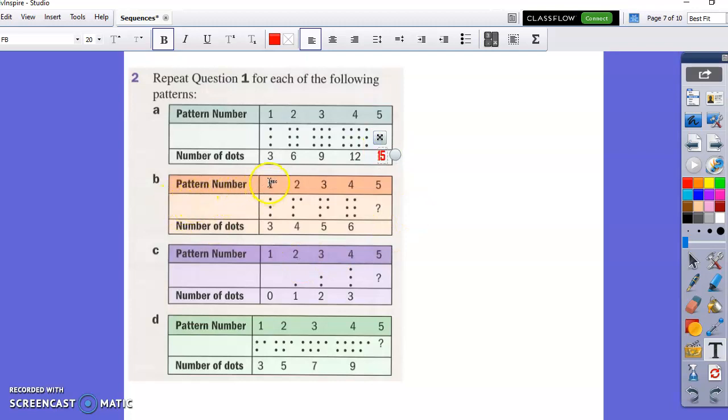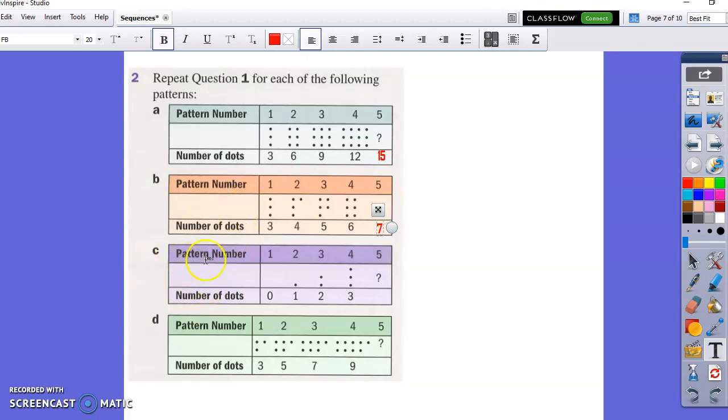At B, again I have 1, 3, 2, 4, 3, 5, 4, 6. So what will be the fifth term? If we see the relation between the pattern number and the number of dots, we'll see that the difference from 1 to 3 is 2, 2 to 4 again is 2, 3 to 5 is 2, 4 to 6 is 2. So 5 plus 2 will be 7. So here there will be 7 points because I have the difference 2 between the pattern number and the number of dots. So if I ask you the 10th term, it will be 10 plus 2, 12.